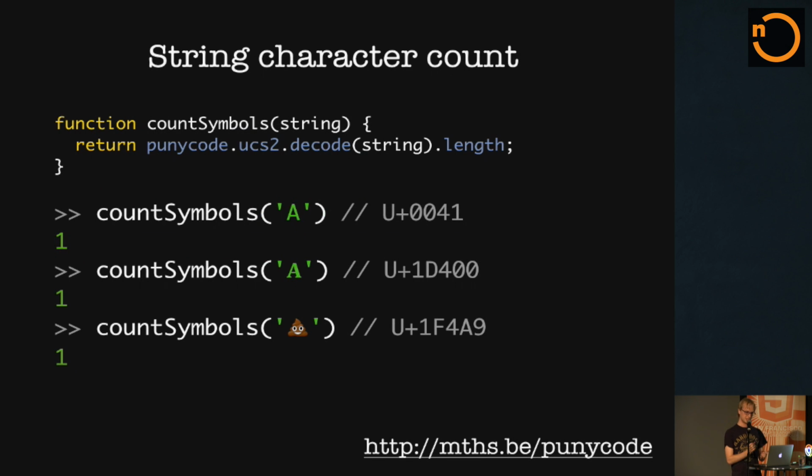punycode.ucs2.decode. You pass in a string, and it will return an array of Unicode code points. So it will have only 1 item for each code point in the string. So then if you get the length property of the resulting array, instead of on the string directly, it will get a more accurate result.